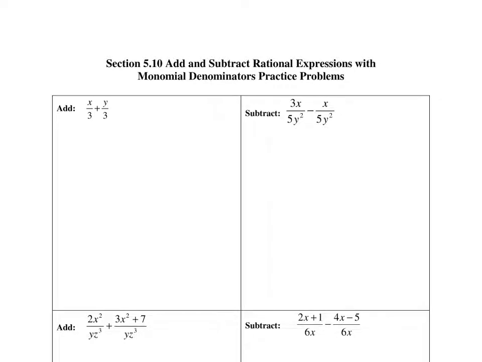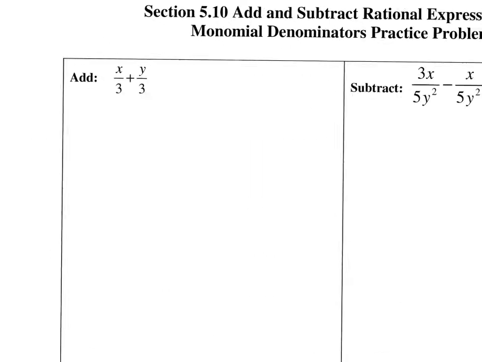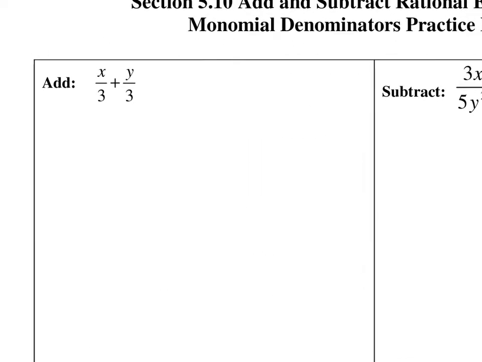All right, looks like in the first question here, we're going to start with x over 3 plus y over 3. They already have the same denominator. So if you remember, we can't add or subtract any kind of rationals or fractions unless they have the same denominator. Since these two already have the same denominator, we're good. The denominator is going to be 3, and we're just adding the numerator. So x plus y.